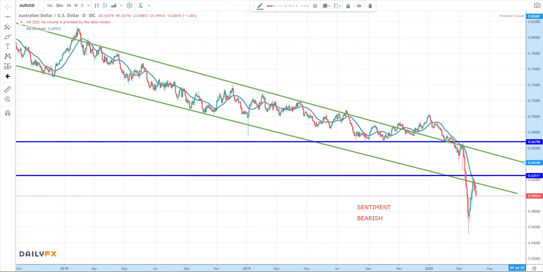This is your weekly analysis for the Aussie dollar, US dollar, AUDUSD. The date is April 5th, 2020.